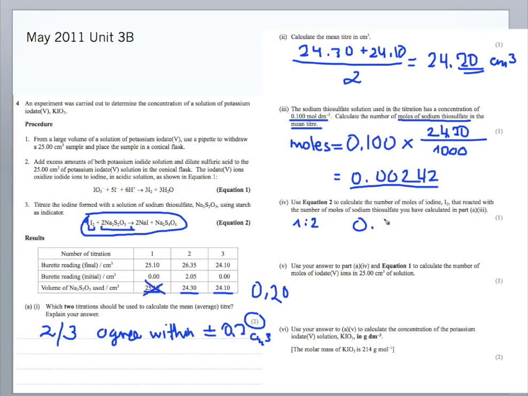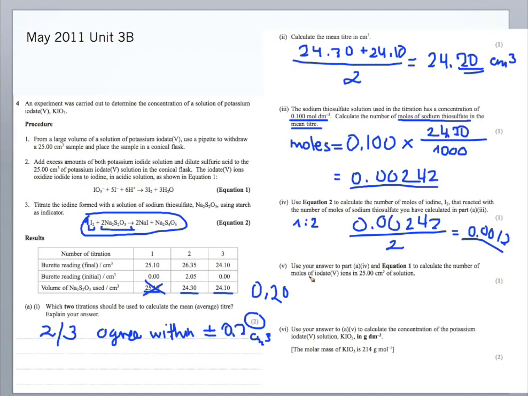So 0.00242 divided by 2 gives us 0.0012. So that is the moles of iodine.